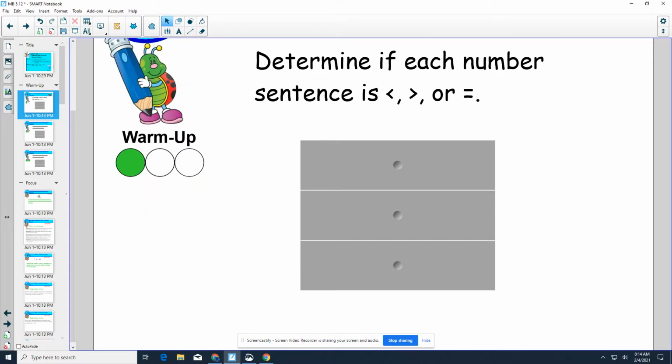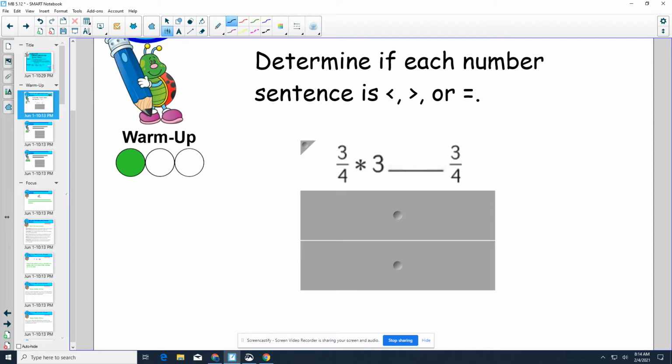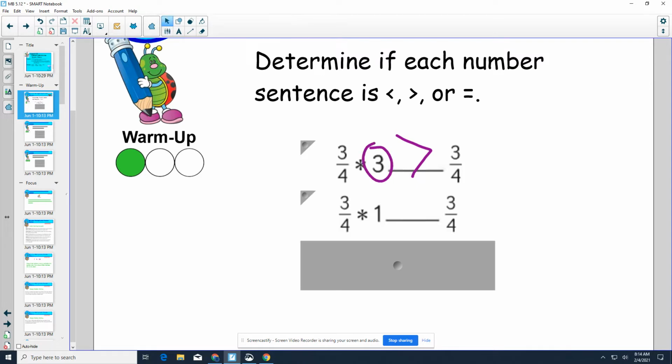So to start off, let's get warmed up here. It says determine if each number sentence is less than, greater than, or equal to. Okay, so when I look at this one here, I can see 3/4, but I'm multiplying it by a number greater than 1, so I know that 3/4 times 3 would be greater than 3/4 because I'm multiplying it by a number greater than 1.